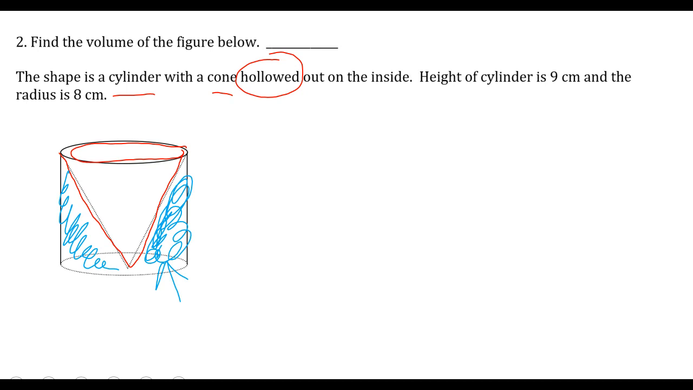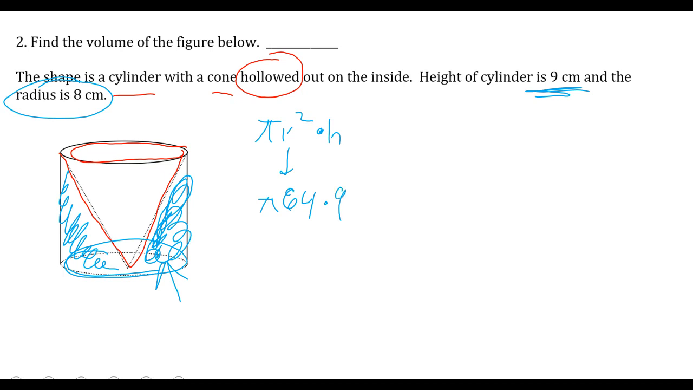Well, the volume of a cylinder should be the base times the height, right? So the base should be pi r squared times the height, okay? So that should be pi times the radius, which is 8, so 64, because 8 squared is 64. Times the height, well, it says the height of the cylinder is 9. All right, great. So that's one value that you're going to have.